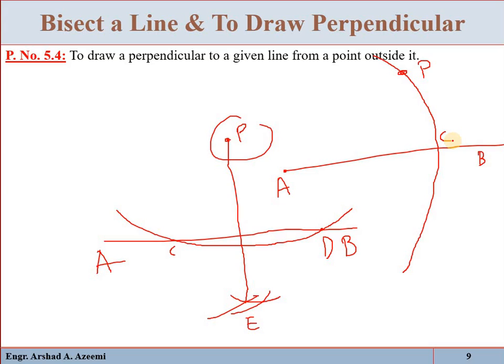Now with center C and radius equal to CP, draw another arc which will intersect the previous arc at point D. Now join P and D. Suppose this is point Q. So QP will be perpendicular to AB. Clear?